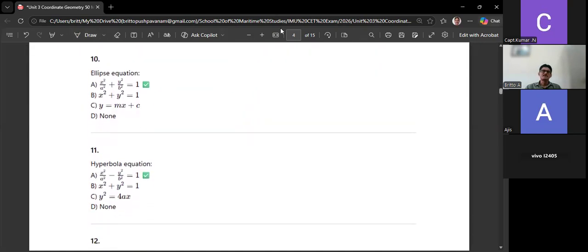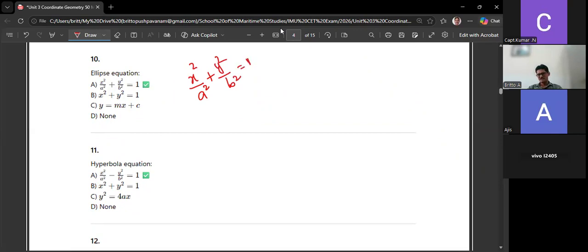Question number 10. What is the equation of an ellipse? That we know. The equation is x square by a square plus y square by b square equal to 1. Since we are studying equations, what is the equation of a parabola? Already I explained: y square equal to 4ax. What is the equation of a hyperbola? It is x square by a square minus y square by b square equal to 1.